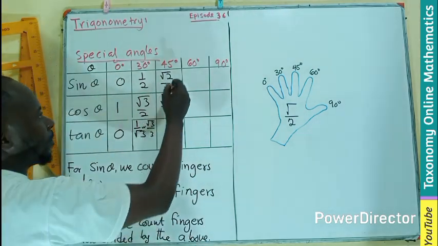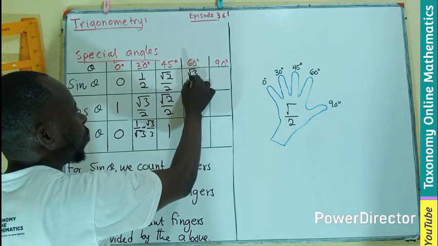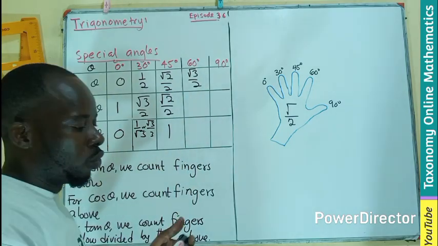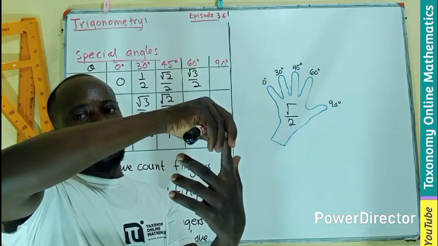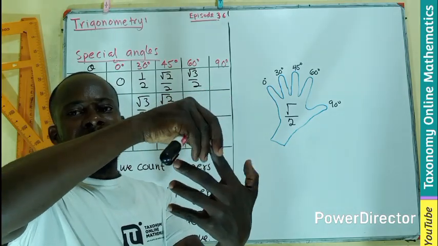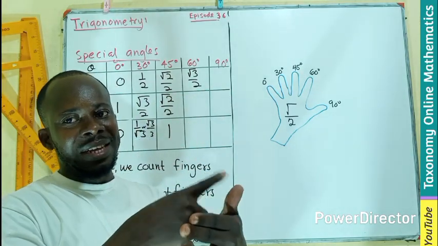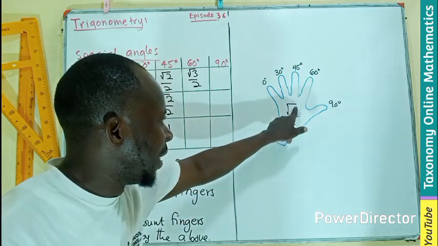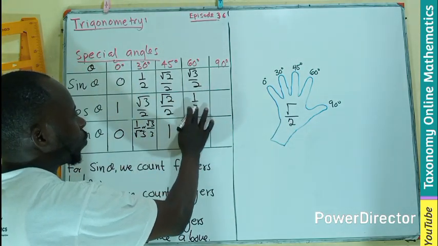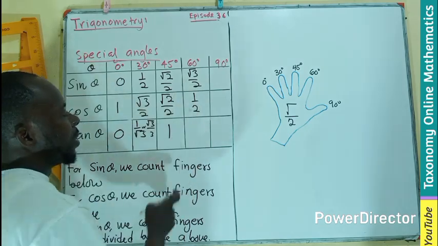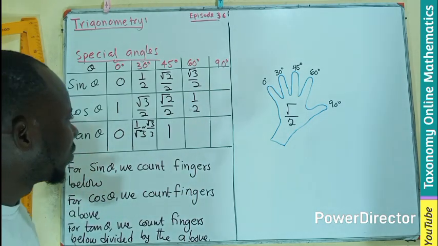The root of 3 over 2. Let's come to cos. We are here, 45, cos 60. How many fingers are above the 60? Above is 1. 1 here divided by what? 2. That's 1 over 2. I'll explain some complementary angles along the line, but let's go.